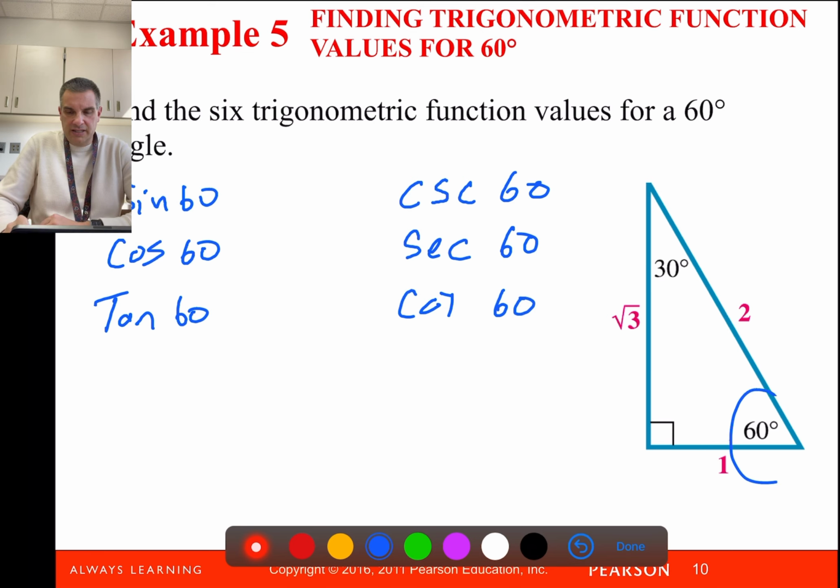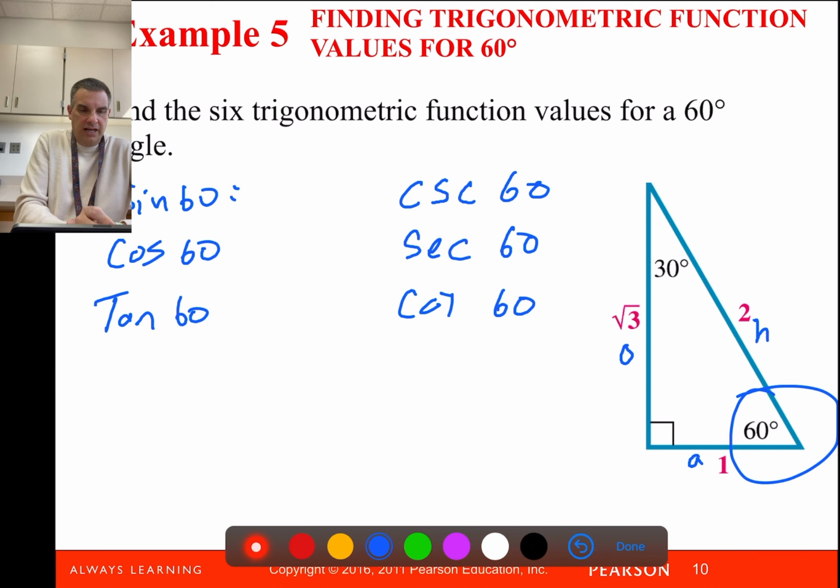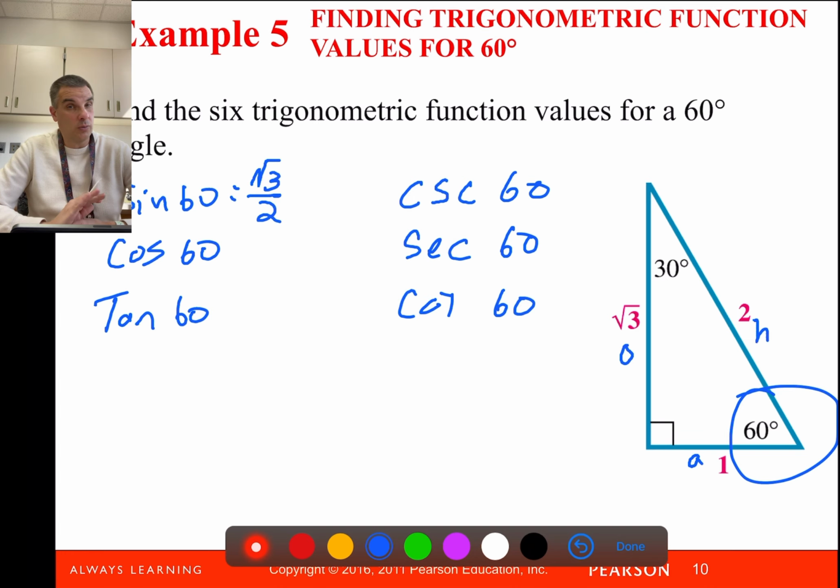Okay, so here's my 60-degree angle. This is opposite, this is hypotenuse, and this is adjacent. So sine is opposite over hypotenuse. So the sine of 60 is going to be the square root of 3 over 2. It's always going to be the case with a 60-degree triangle. Cosine is adjacent over hypotenuse. So that's going to be 1/2.